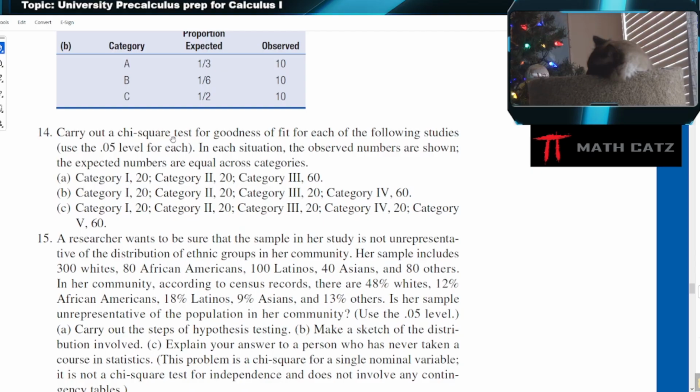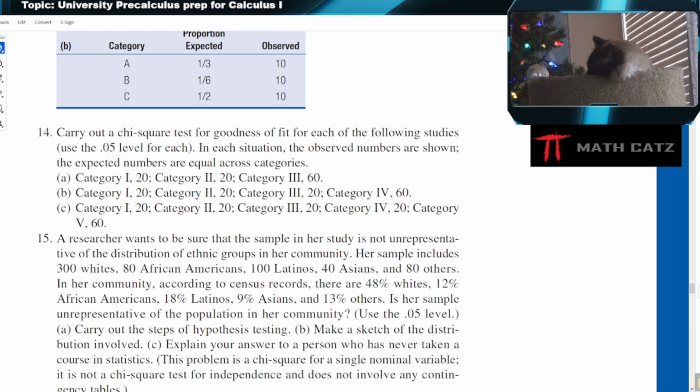Carry out a chi-square test for goodness of fit for each of the following studies. We're going to use a 5% confidence level. In each situation, the observed numbers are shown and the expected numbers are equal across all the categories. So we're testing, we're looking at B specifically, they're all similar questions, if the observed numbers fit a uniform distribution where everything is spread equally across the four categories in our case.